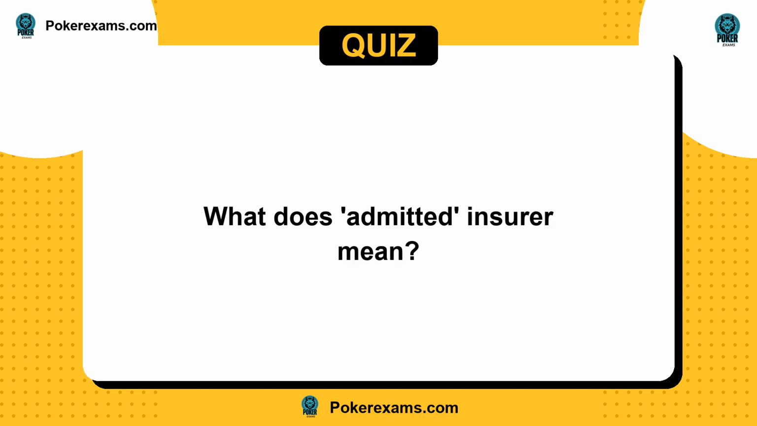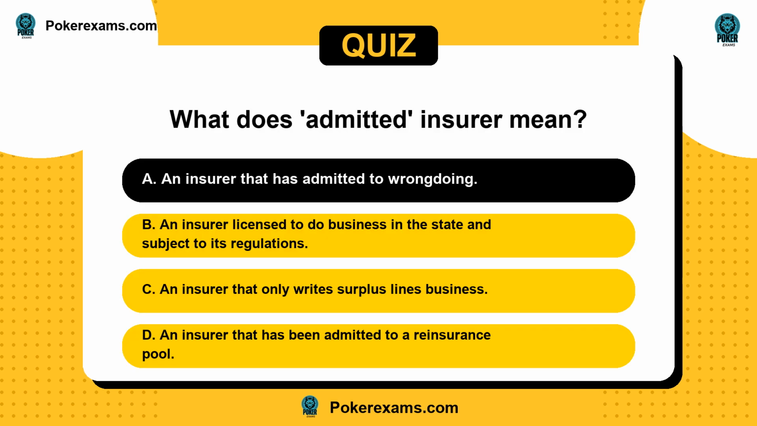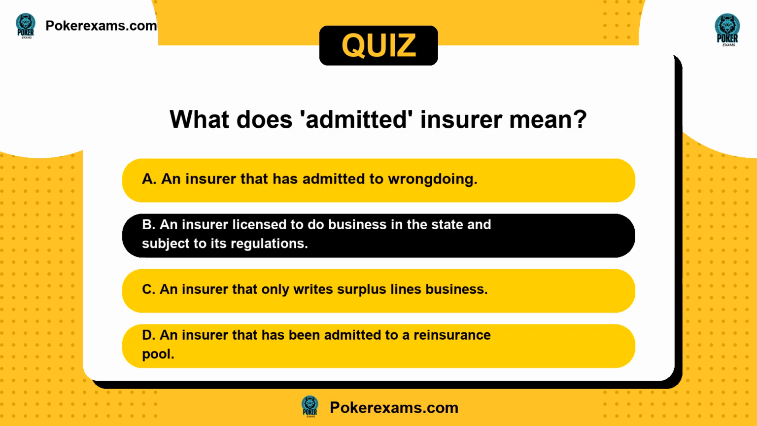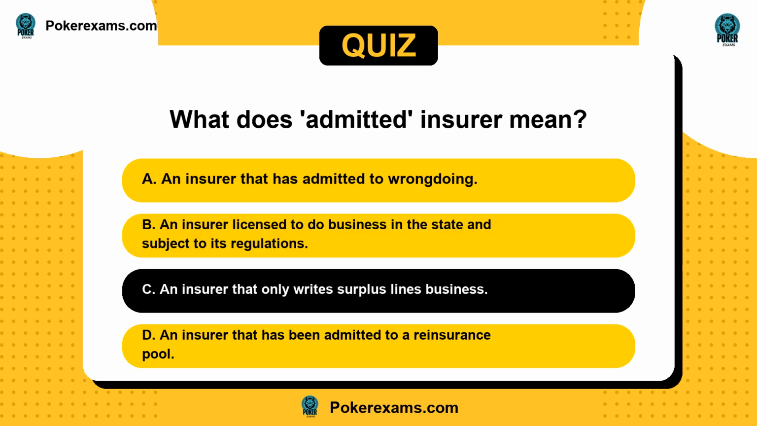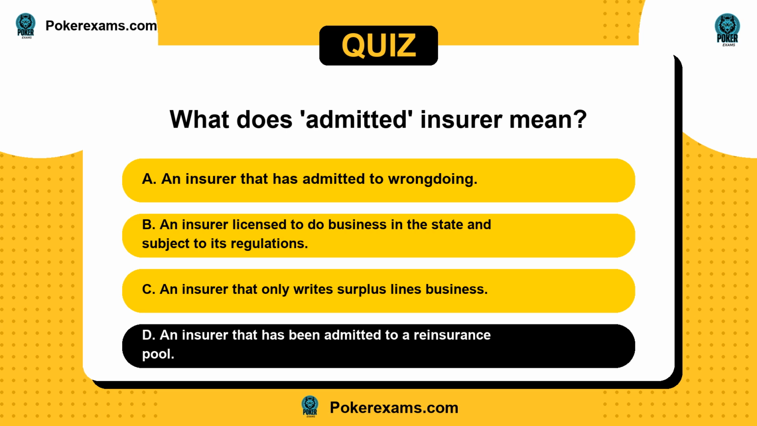Next question. What does admitted insurer mean? Is it A, an insurer that has admitted to wrongdoing? Or B, an insurer licensed to do business in the state and subject to its regulations? C, an insurer that only writes surplus lines business? Or D, an insurer that has been admitted to a reinsurance pool?